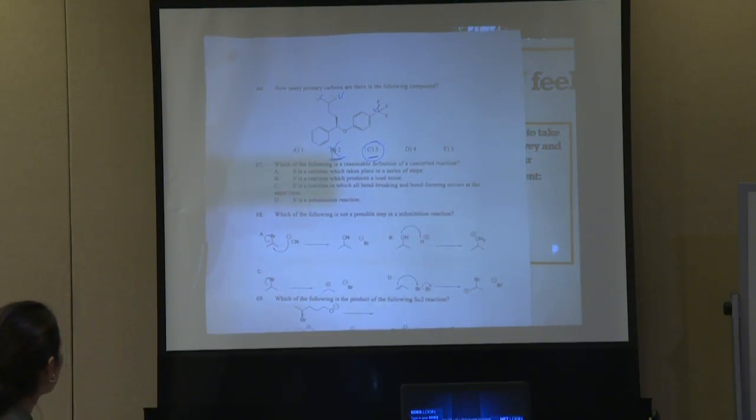All right, 67. Which of the following is a reasonable definition of a concerted reaction?